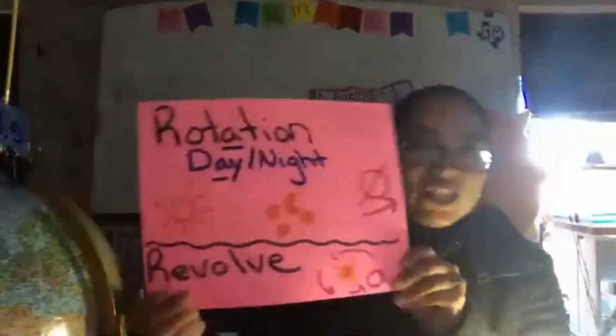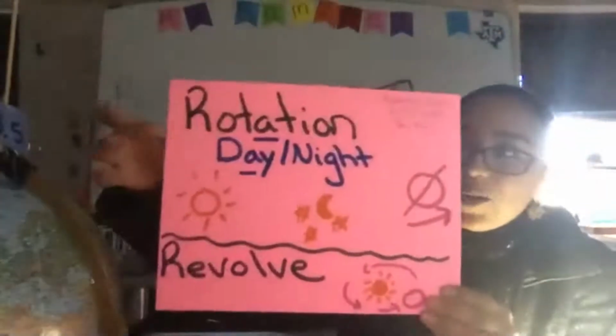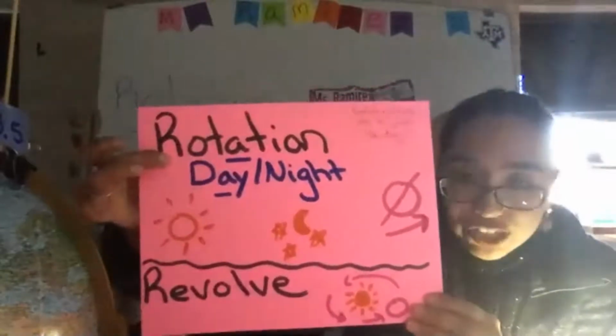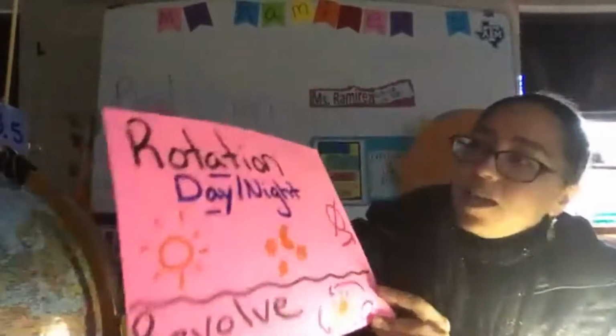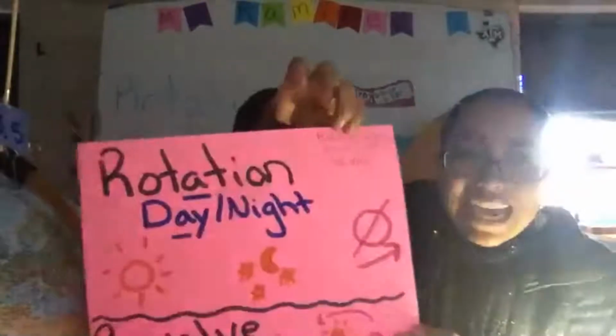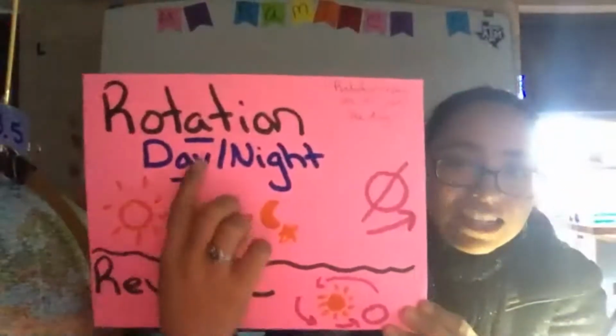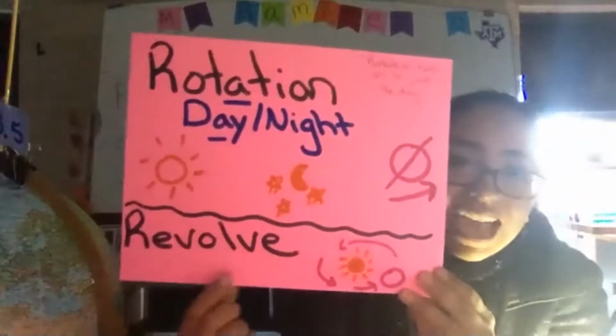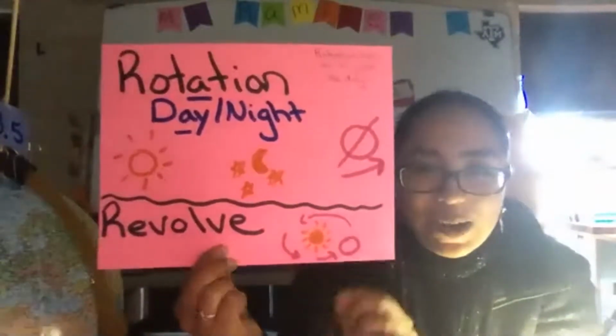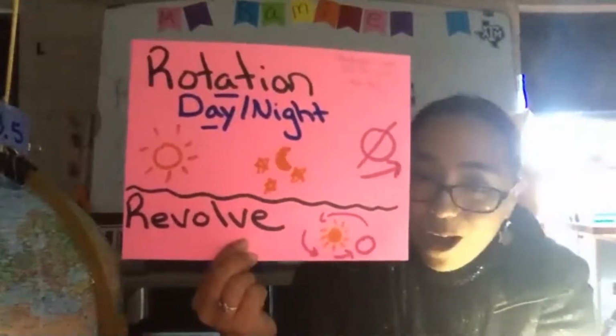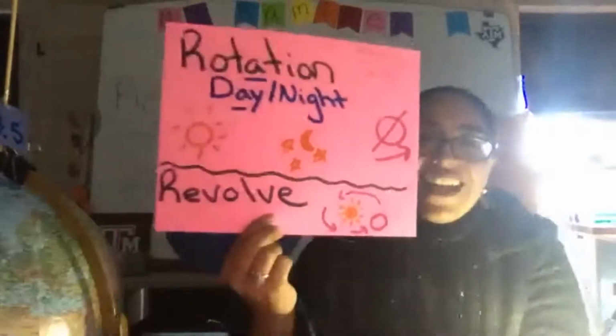In your next segment, you're going to learn another R word, and a lot of students get those words confused. So in this segment, we learned about rotation, and that causes day and night. The way I remember it is rotation has an A, just like day. And then the other R word you're going to learn here in a second, and that's revolve, and it means something totally different. So just keep that in mind. And that is all I have for you guys today for rotation, which is the spinning of the Earth.